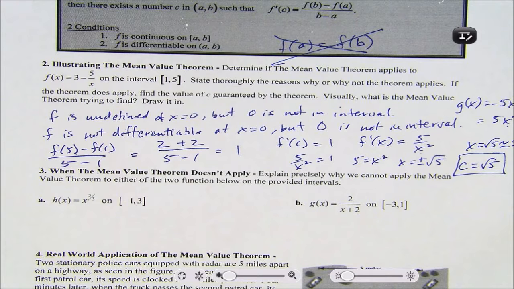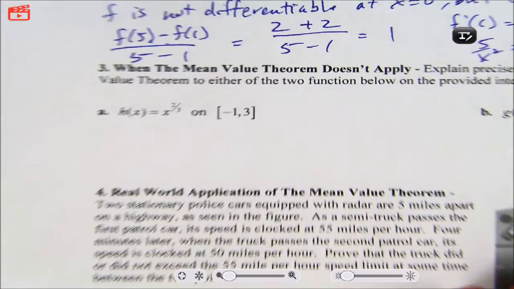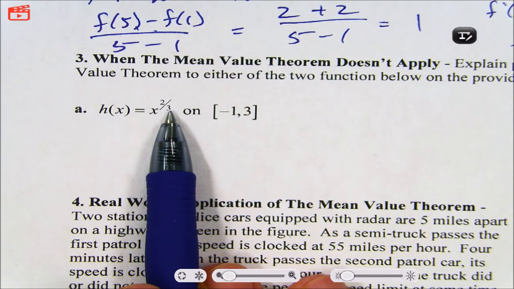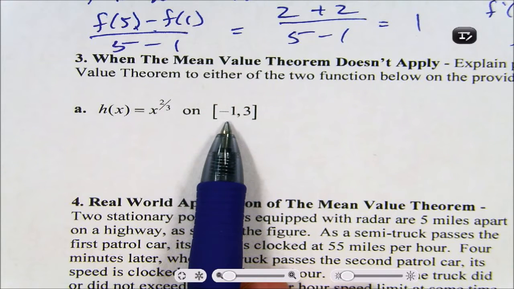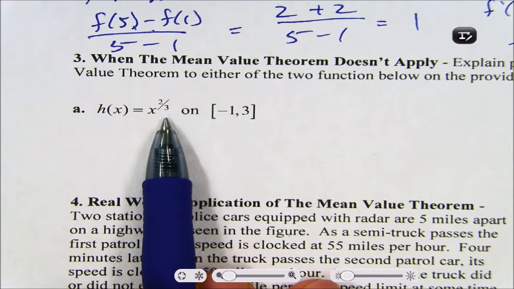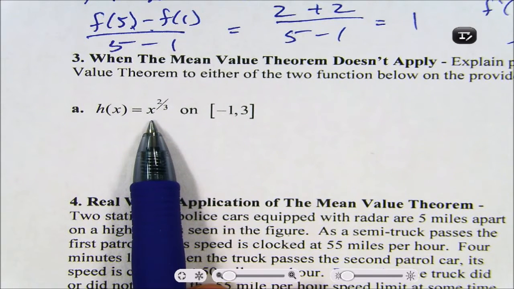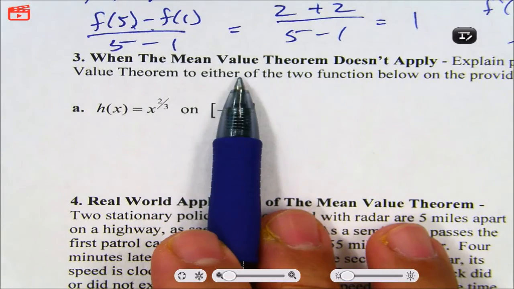All right, example 3, when the mean value theorem doesn't apply. Okay, looking at this one. I'll zoom in on this. When does it not apply? So x to the 2/3, even though this is a radical, the odd roots are okay with negative numbers. So this is okay at negative 1. If you can plug in negative 1, you get positive 1. You square it, take the cube root, you get 1. Plug in 3, no problem. But the way the question's asked, it implies that this doesn't apply.